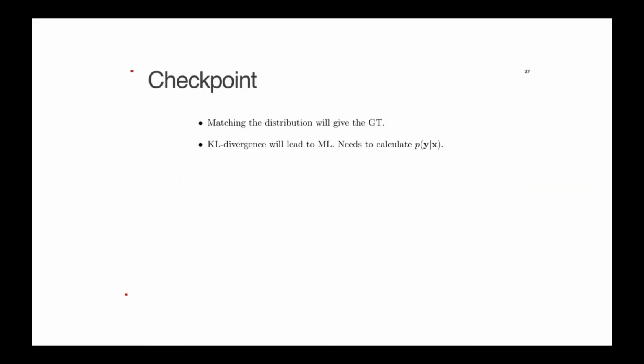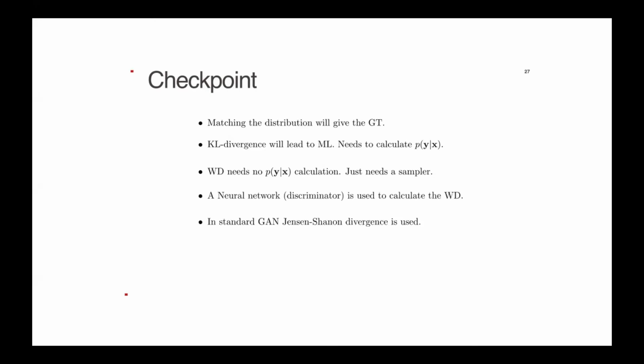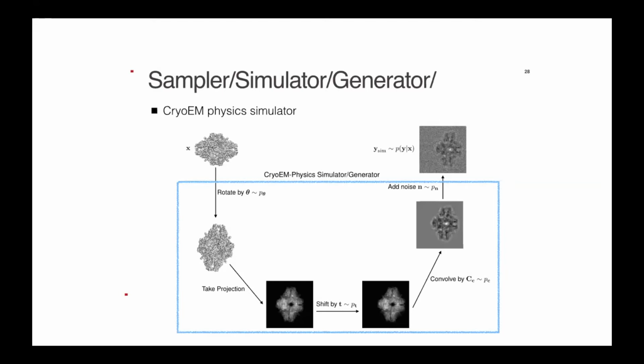So now, as we discussed, Wasserstein distance doesn't need any log likelihood calculation, but it needs a sampler. So our task now is to build this sampler. This sampler is basically our simulator or generator, which relies on the cryo-EM physics. If we have the 3D structure, we can sample by sampling a random rotation from some distribution. We rotate the 3D structure, we take the 2D projection of it, then we shift it randomly by some t, which comes from some distribution. Then we convolve it with some CTF whose parameters come from some distribution, and then we add noise to it, which again comes from some distribution.